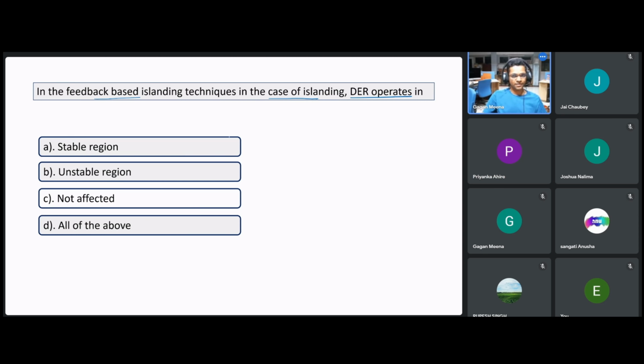We just discussed this in the beginning of this session. So DER will operate in the unstable region, and that is why this is a demerit of this method.